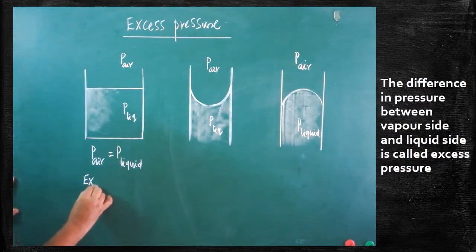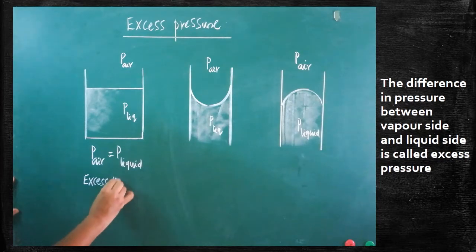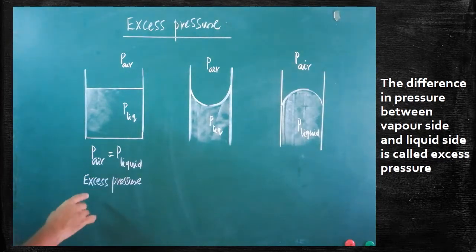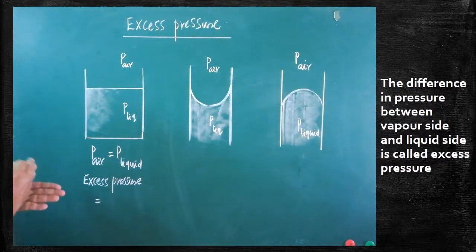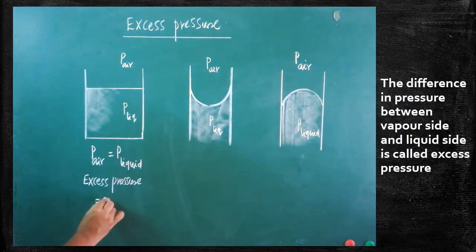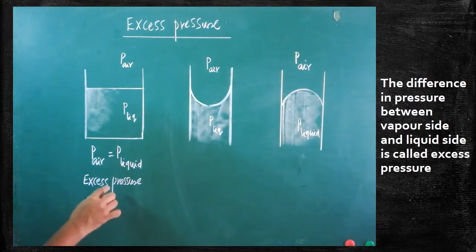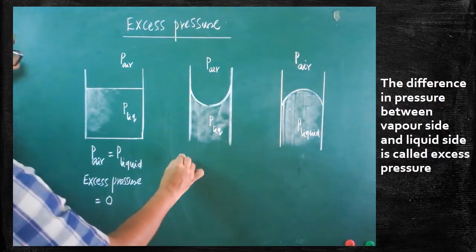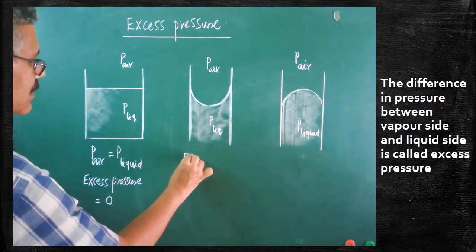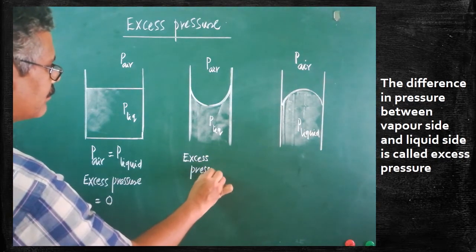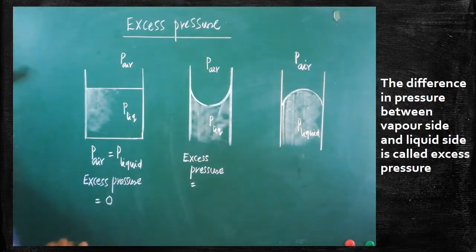Therefore, how to calculate the excess pressure? Excess pressure is nothing but difference in pressure. How can you calculate it? First we have to find out which one is greater and which one is smaller. Here both are the same, so the difference in pressure will be zero. The difference in pressure is called excess pressure. But in the other cases, how will you calculate the excess pressure? Look at that. I will write it here. Excess pressure is nothing but difference in pressure.